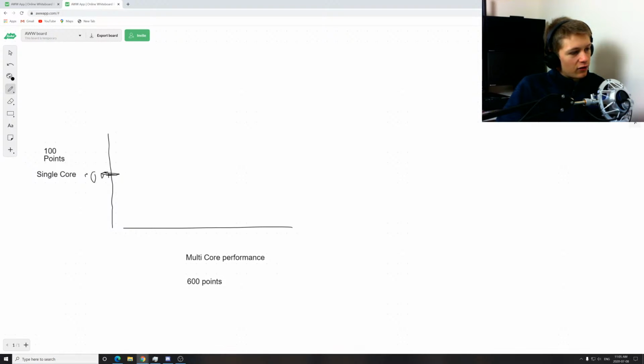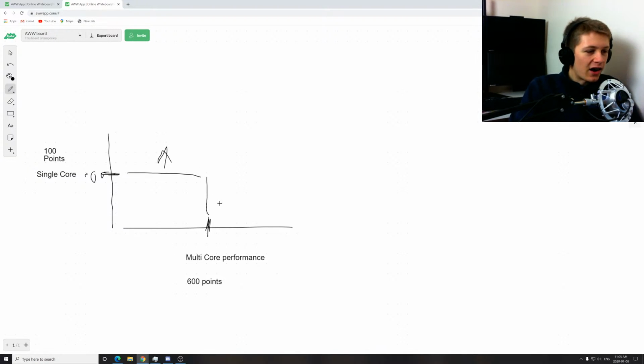So this is our baseline for single core performance, and then our baseline for, actually that doesn't need to be our baseline. This will be our baseline for multi-core performance. So as long as you have a system that's higher in single core and higher in multi-core, you'll run well.